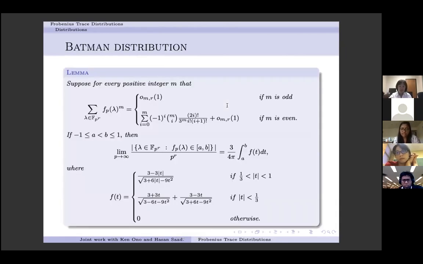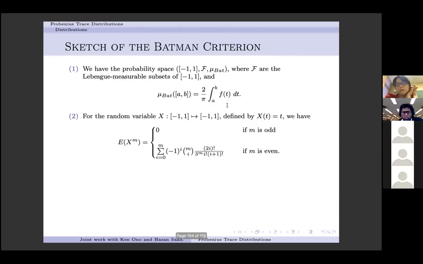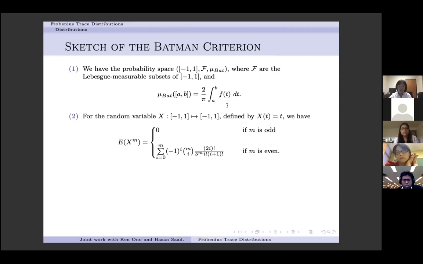F of t is given by this. So then what we do here, we consider this random variable x from -1 to 1, defined by x of t equal to t. When we compute the moments for this random variable, the moments would be the integral from a to b of f of t times t to the m dt. So that means it will be an integral.